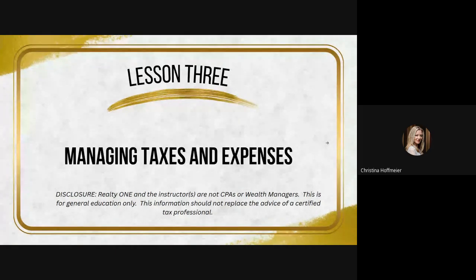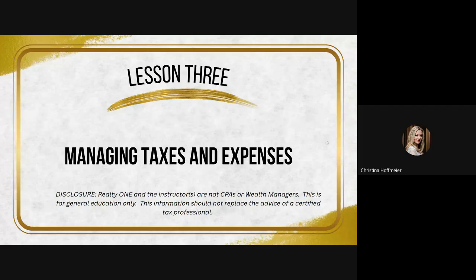And I can tell you that any top producing real estate agent in the market knows their numbers down to what they're making per transaction, what they're making per month, what they're making per quarter, what they're making per year, also what they're spending and what their tax liability is. So we're going to touch a little bit on taxes and expenses today. Keep in mind that this is very rudimentary information.